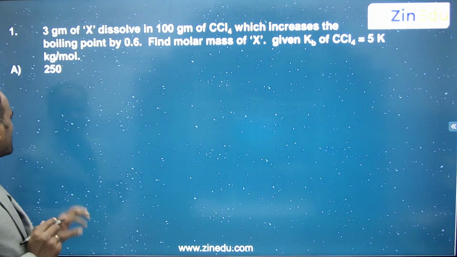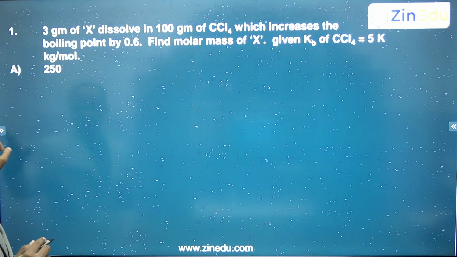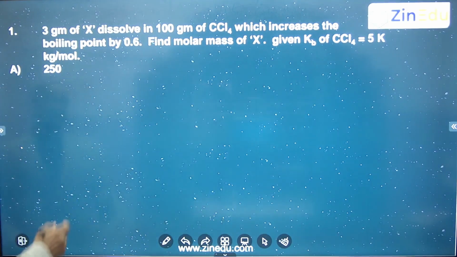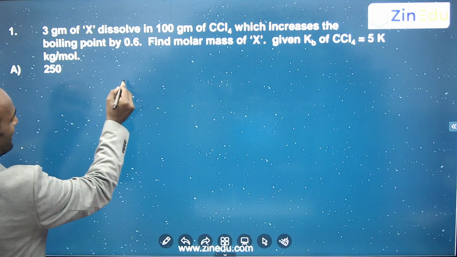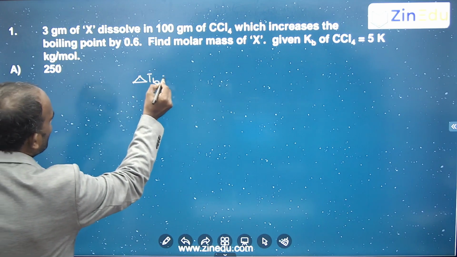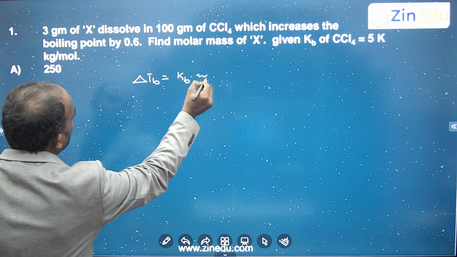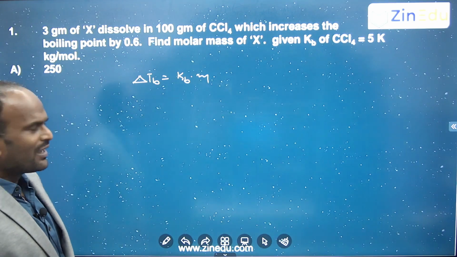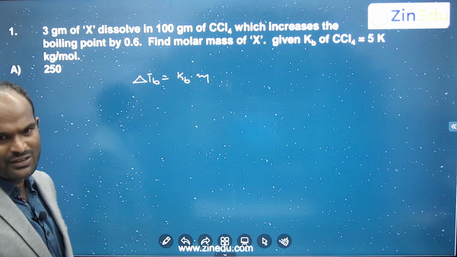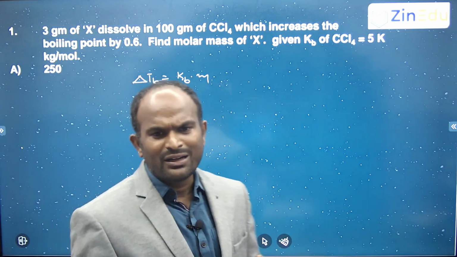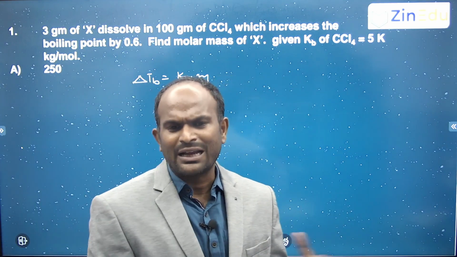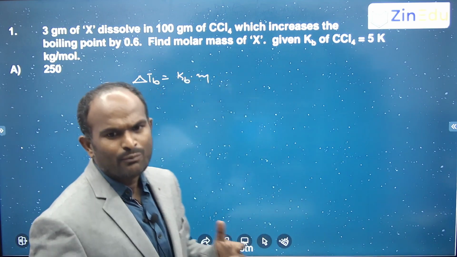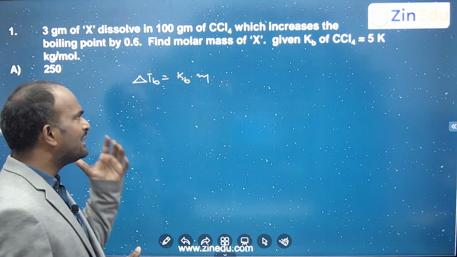This question is based on the colligative properties, which is quite simple. The question is based on the elevation in the boiling point: delta TB is equal to KB into m. Here, no data is given regarding the electrolyte, so I am considering the i value equal to 1. If data was given regarding the type of electrolyte, then I would have taken i as 1, 2, 3, or something else. But here nothing is given, that's why I am considering it equal to 1.